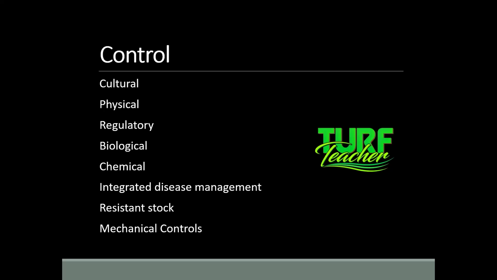And then again, buying the resistant stock, and then using the mechanical controls of removing the pest by hand, pruning back the shrubs, limbing up the trees, all again helping with that environment.